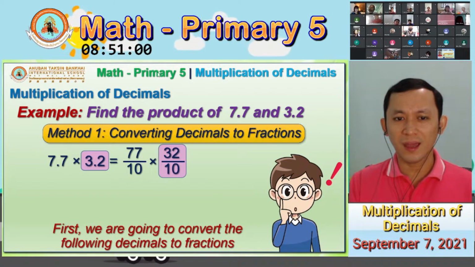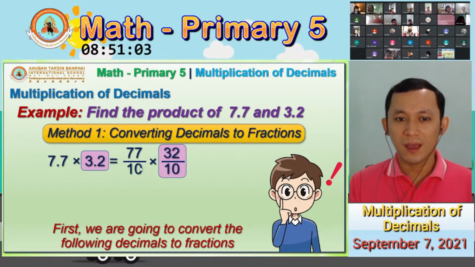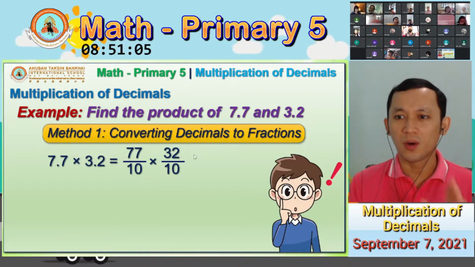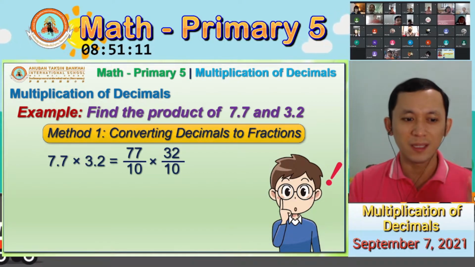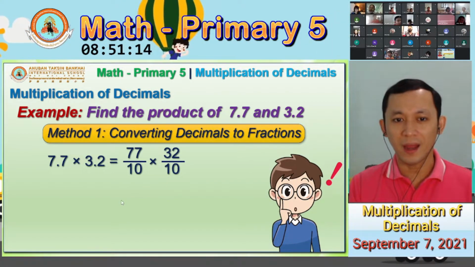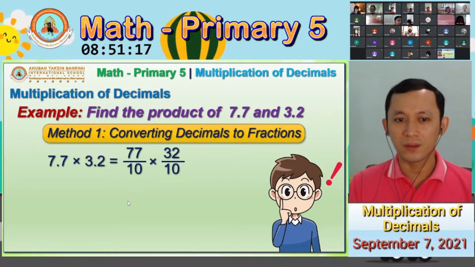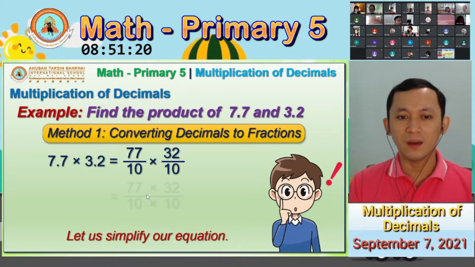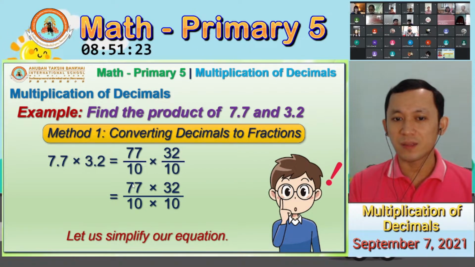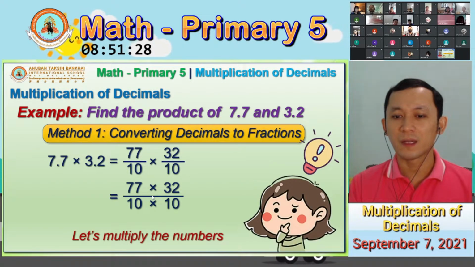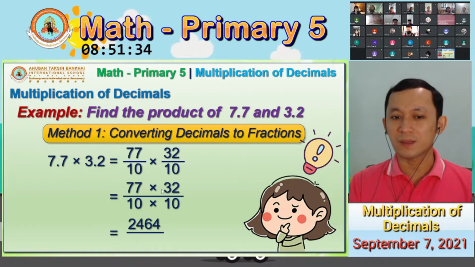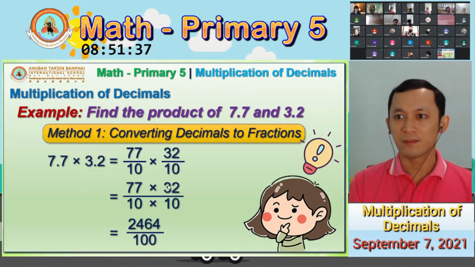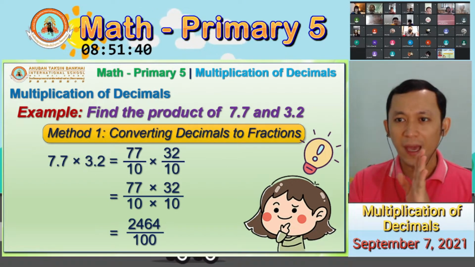Okay. So teacher, again, we already have fractions and its multiplication. So when we do multiplication in fraction, you can multiply normally, or you can simplify your answer. Here, let's just multiply it normally. So here, we multiply 77 times 32 and then 10 times 10. So 77 times 32, we have 2,464. And then 10 times 10, we have 100.